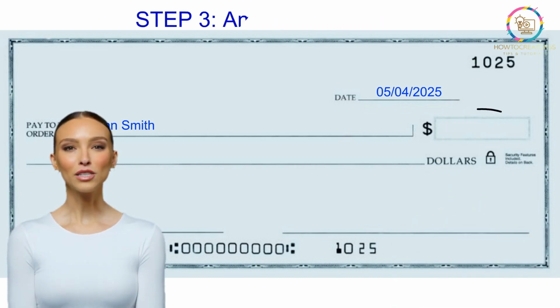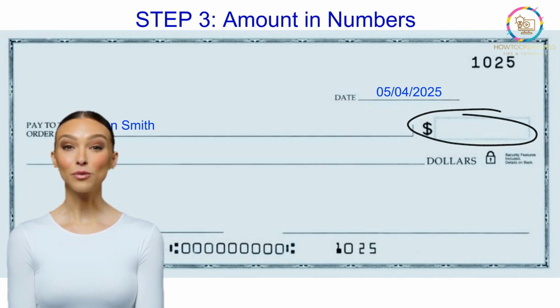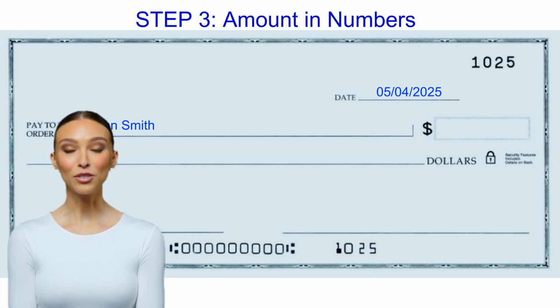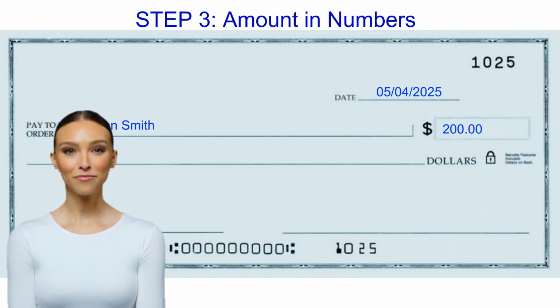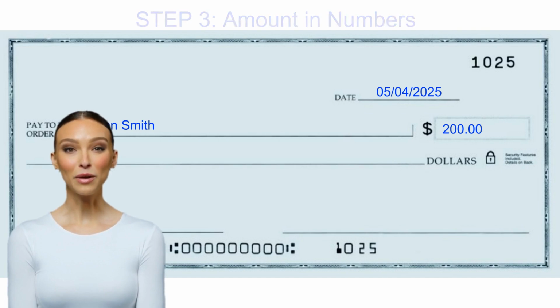Now look at the small box on the right-hand side of the check. This is where you write the dollar amount in numbers. Since we're writing a check for $200, you'd write 200.00. That's $200.00. Make sure the numbers are clear, neat, and include the decimal point. This step is key when learning how to write a check for $200 without making mistakes.